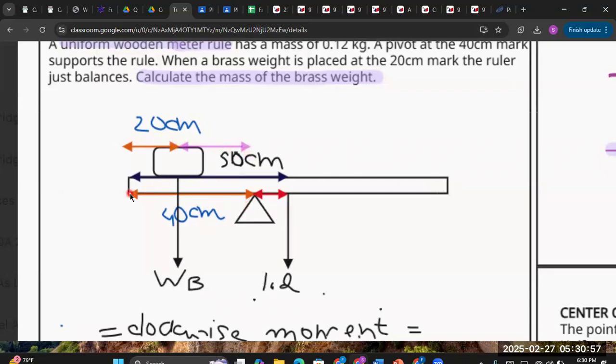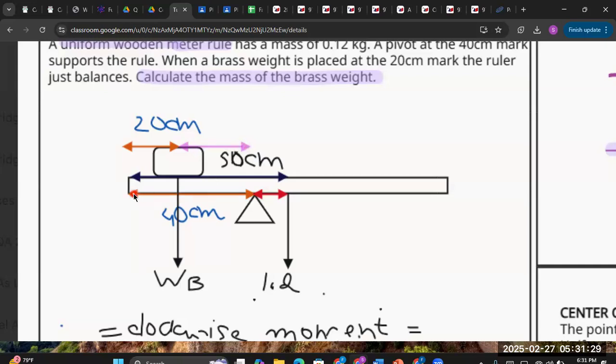So we know that from the corner to the pivot is 40 centimeter. The brass is at 20 centimeter. So this total is 40 centimeter and this distance is 20 centimeter. So if I would find the distance to the pivot, I will do 40 minus 20, right? Which will give me 20 centimeter. So the distance to the pivot is going to be 20 centimeter.